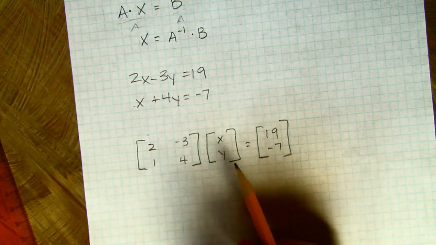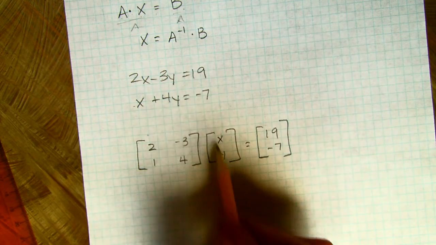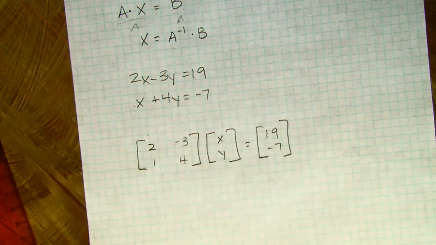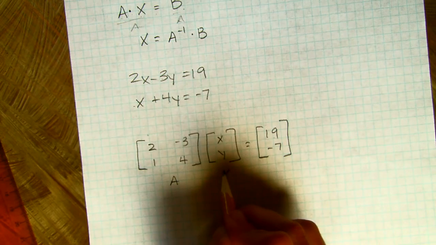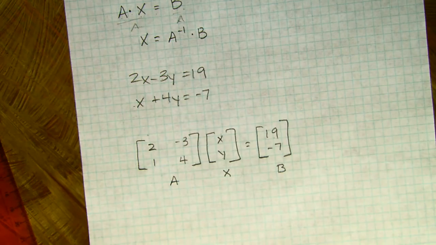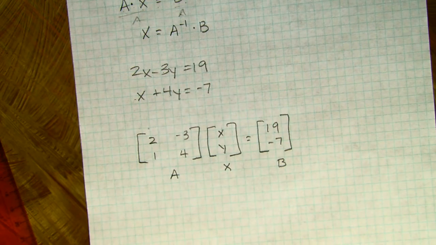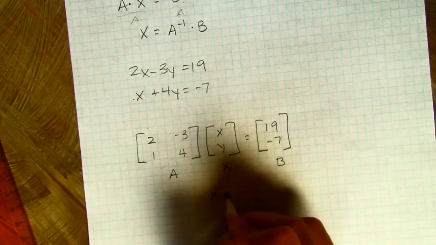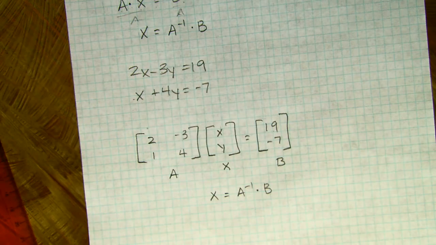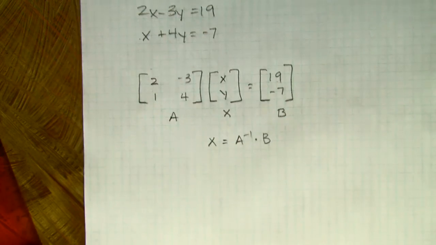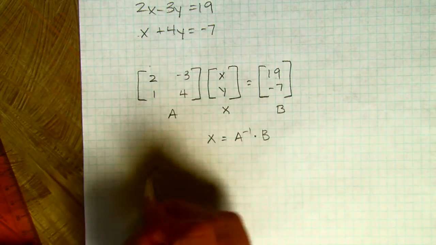That's how we multiplied matrices. So 2 times x plus negative 3 times y would be 19. So now I have matrix A, now I have my unknown matrix, and I get B. So my x will just be the inverse of A times B. So how do I find the inverse of A again?